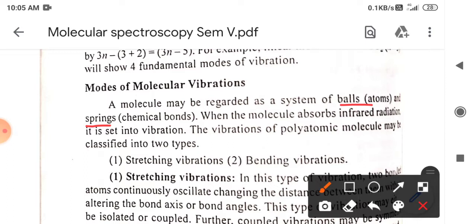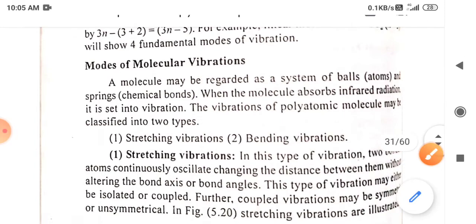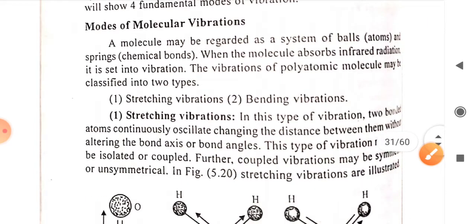We just need to consider the atoms as rigid balls and the bond as a spring, and not a string. The spring can be stretchable as well as compressible, so we need to consider this bond as a spring. Now, when the molecule absorbs infrared radiation, it sets into vibration.